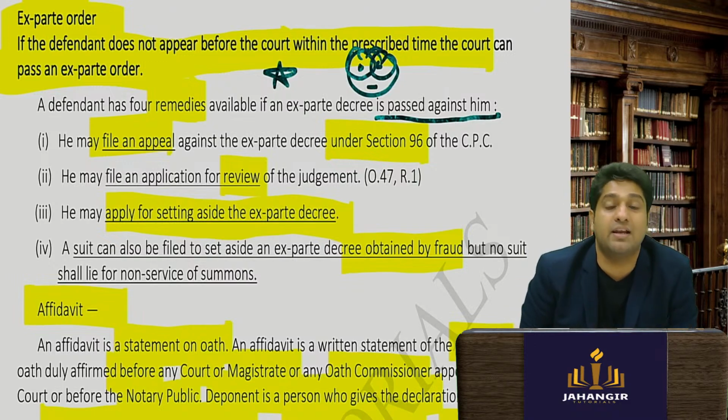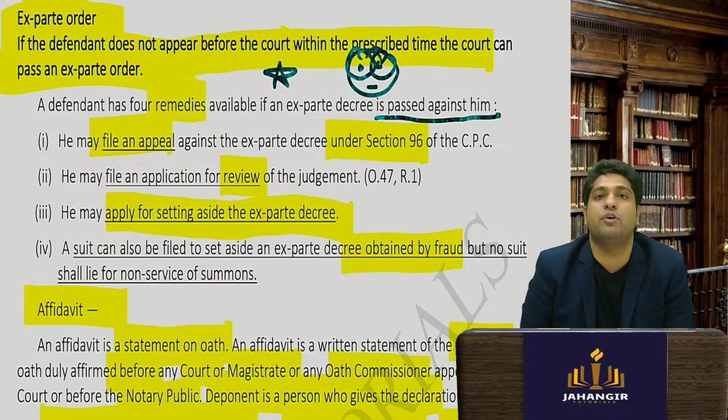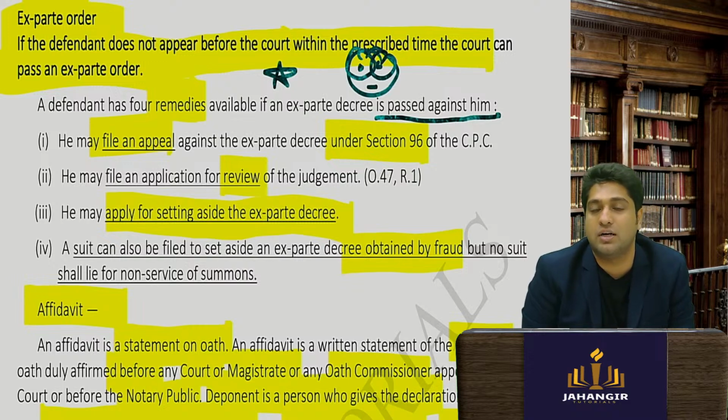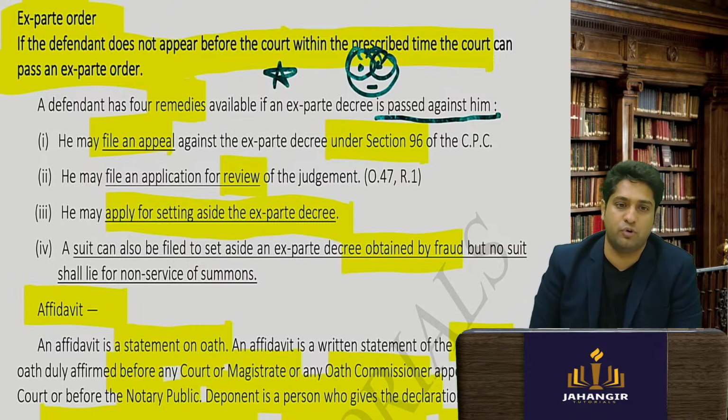So four remedies he has. One is he can file an appeal. He can apply for review, that is, the same court only, he asks it to review. He can apply for setting aside of the decree, or fourth, he can prove that it was by fraud. Four things are there.